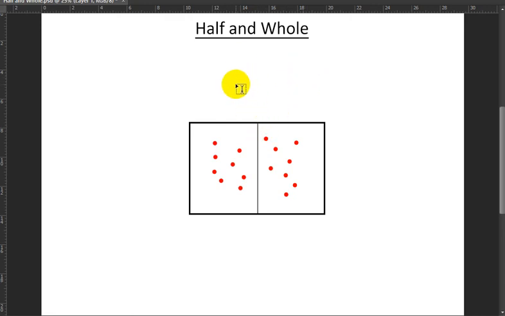Okay, so in the beginning, there were 16 marbles, right? That's how many there were before I split them up. Now, how many marbles are in this part of the box? There are 8. And in this part of the box, there are another 8.